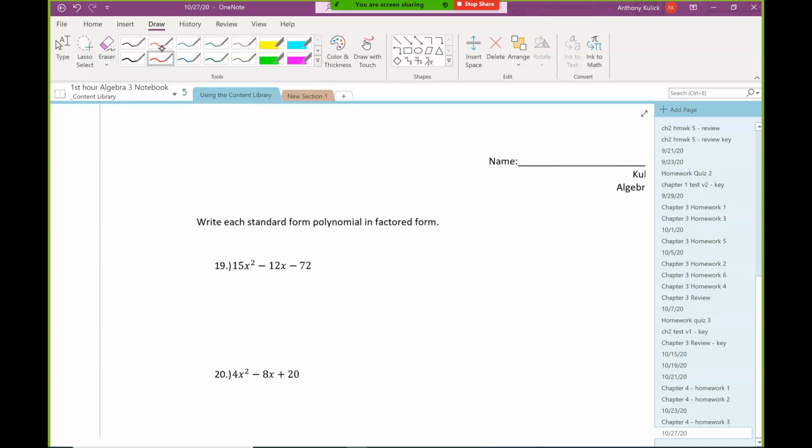For example, 15: the digits 1 and 5 add together to give me 6. I know 6 is divisible by 3, so 15 should also be divisible by 3. Now, 15 and 12, it's pretty easy to see that those are divisible by 3. 72, maybe not so obvious. But 7 plus 2 is 9, and 9 is certainly divisible by 3. That only works for 3s, but it's a good trick to have in mind. So the first thing I'm going to do is take out a greatest common factor.